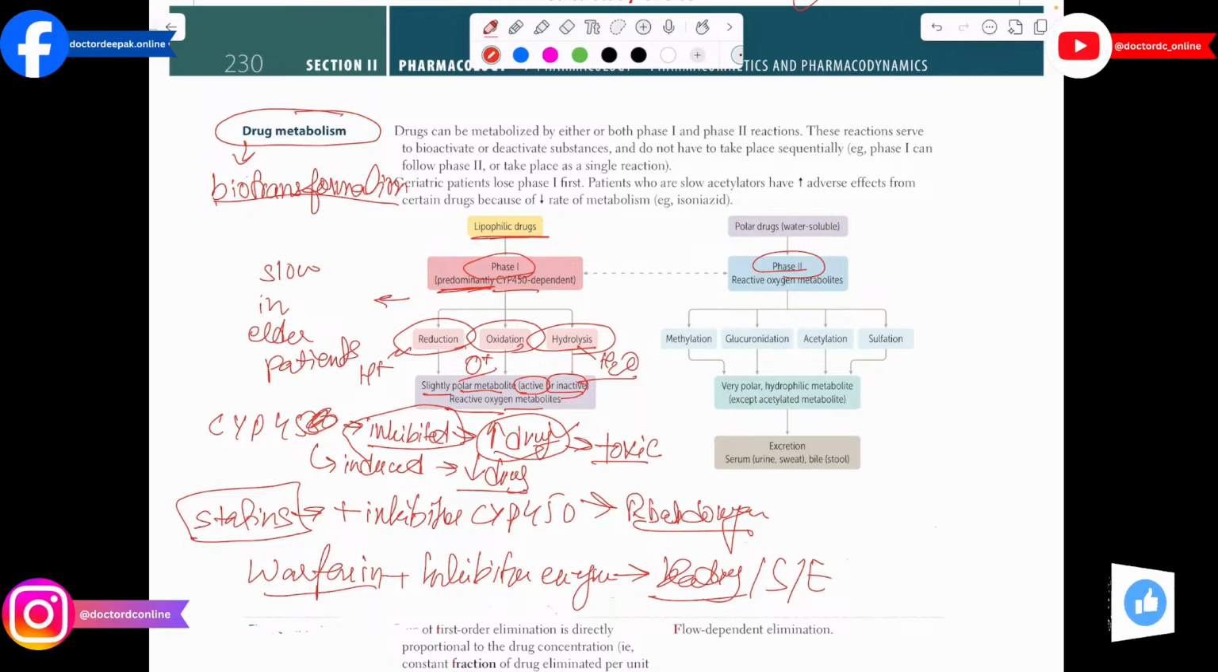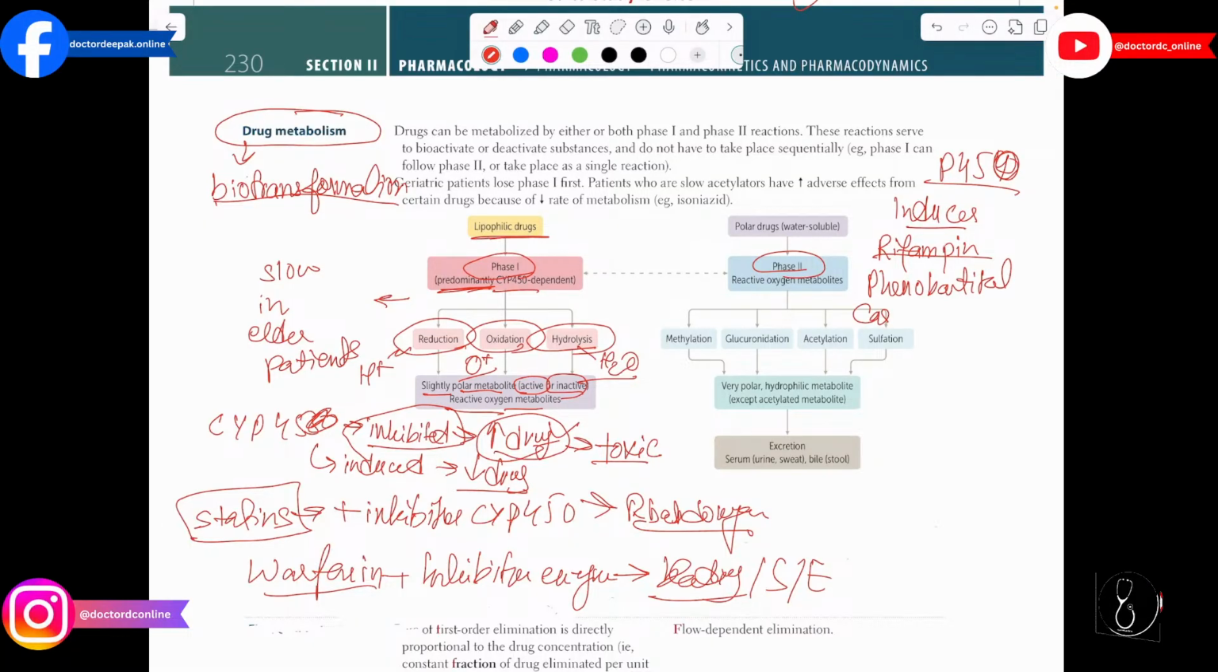Now I want to write the names of inducers and inhibitors of the cytochrome P450 enzyme. Inducers include rifampicin, rifampin, phenobarbital, carbamazepine, griseofulvin, and phenytoin.